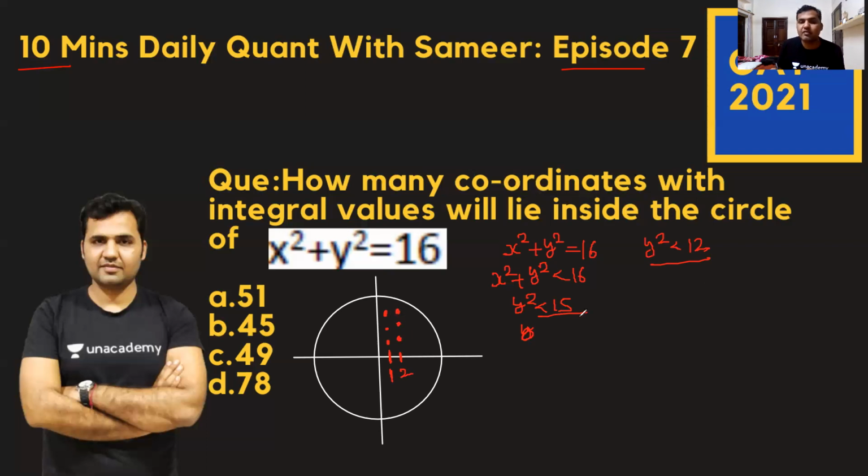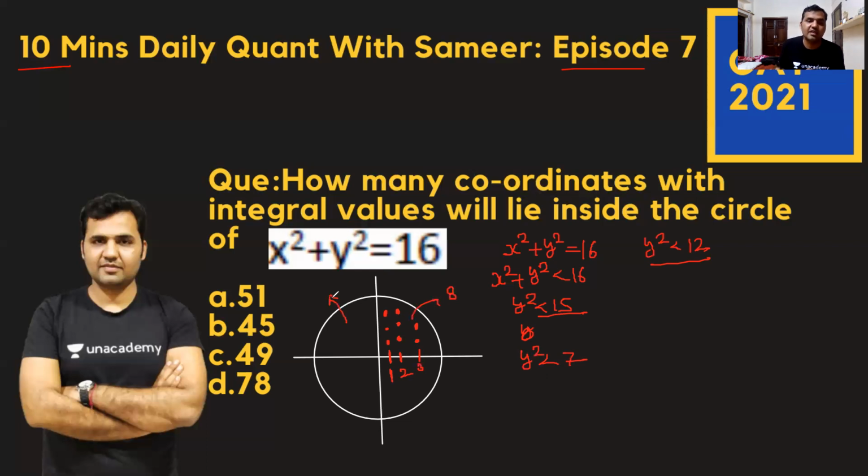If I'm taking x as 3 here, let's say, in that case, y square will be less than 7. That means y can be 1, y can be 2, y cannot be 3, right? So how many points can you see inside it? 3 plus 3 plus 2. That means total number of integral points in this quadrant are 8.